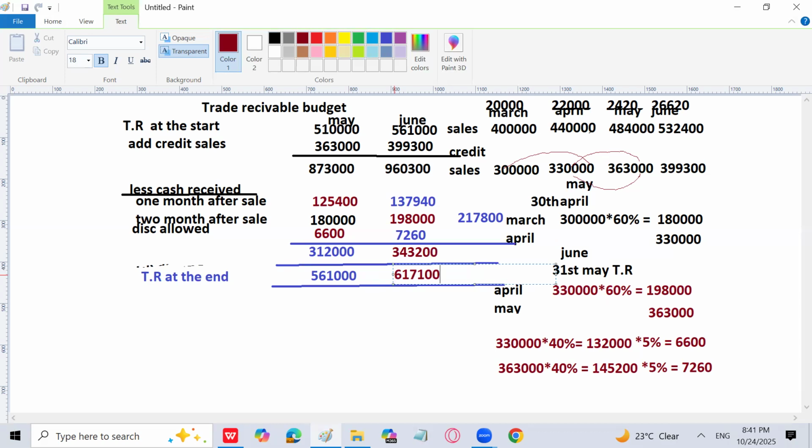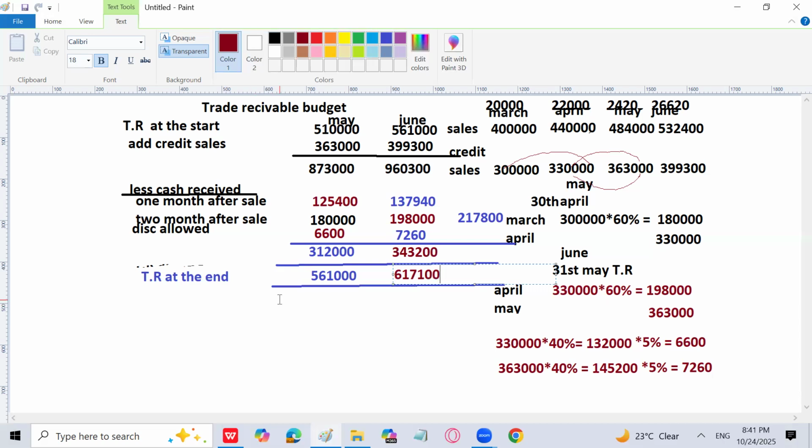That is the trade receivable at the end of June, and that is the trade receivable 617,100. That is the trade receivable at the start of July. It is going to be the same, obviously. This is how we are going to solve the trade receivable budget in that manner, which is obviously not an easy task. It is technical, I can understand.